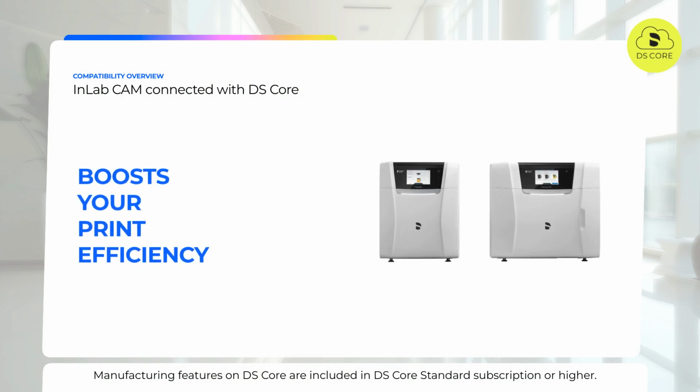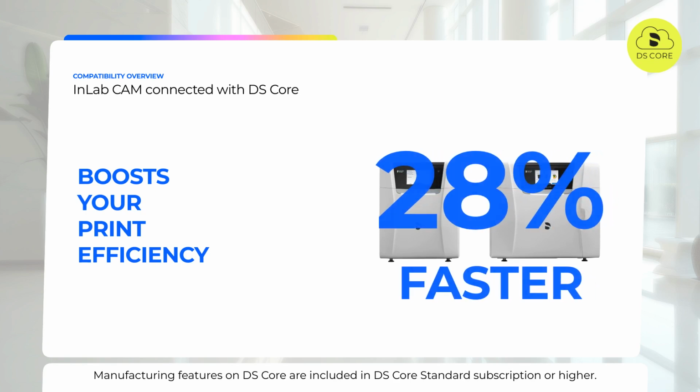Additionally, our latest in-lab CAM connected with DS Core update brings some great speed improvements, allowing you to manufacture splints in about an hour, which is 28% faster than before. This speed enhancement means you can deliver high-quality appliances for excellent treatment results to your patients more quickly.